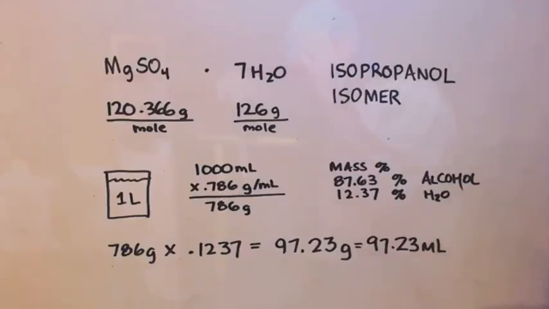Then it will form 2 layers. Separate your layers in a sep funnel, and what you have left is pretty much pure ethanol, or not ethanol, isopropanol. And then you just add a little bit of magnesium sulfate in to get that trace amount out, then distill it. You'd have some super pure 2-propanol.